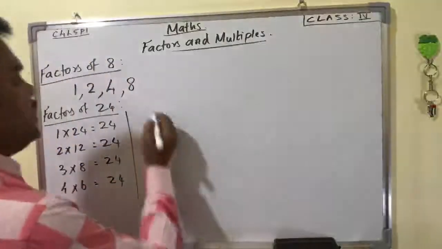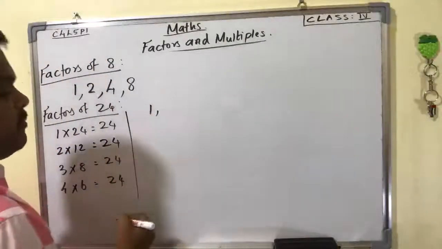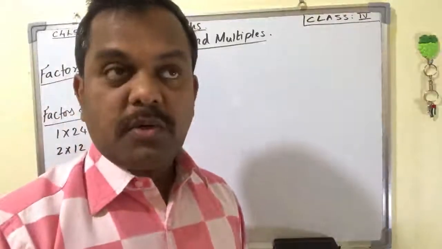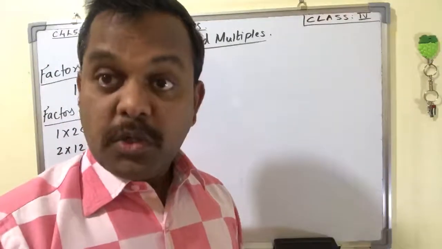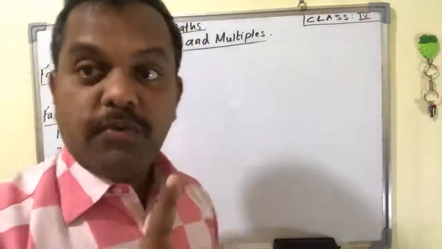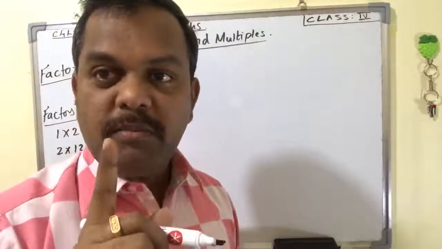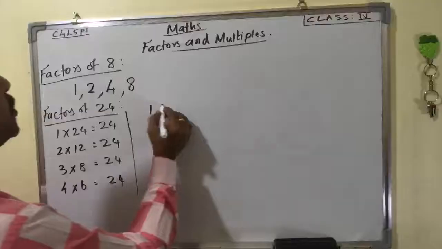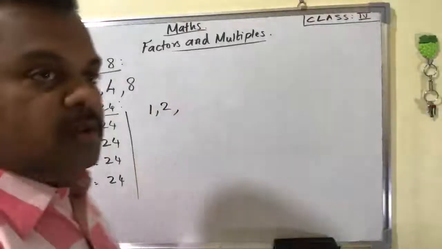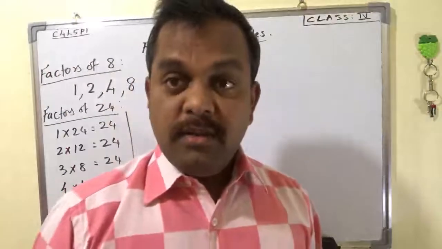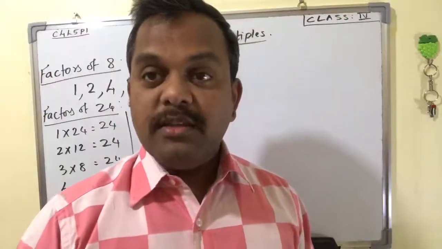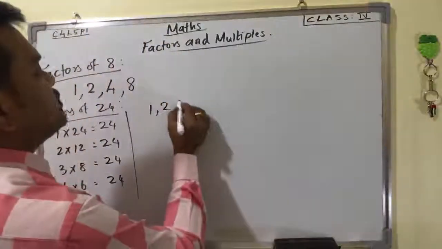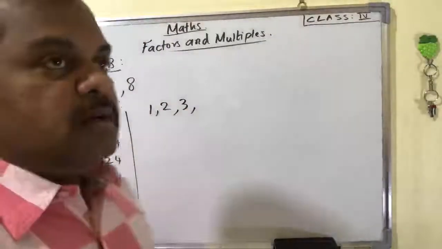You know, 1 is a factor of all numbers. Check 2, one by one number we can take. Yeah, 2 will divide 24 because 24 is an even number. All even numbers are divisible by 2. So 2 is a factor of 24. Then 3, yeah, 3 also. 8 3s are 24. So 3 is also a factor of 24. Check 4.